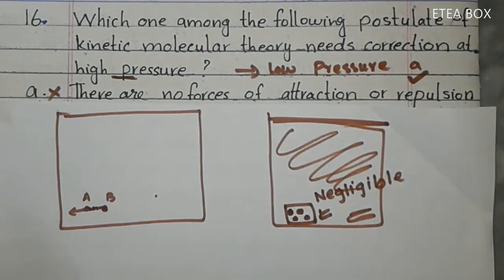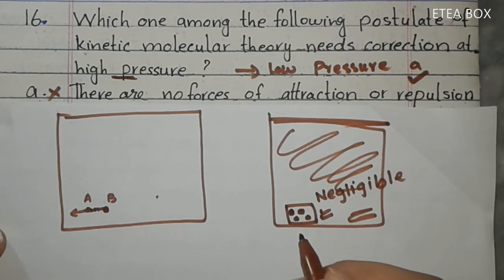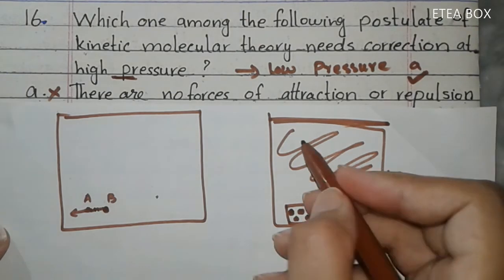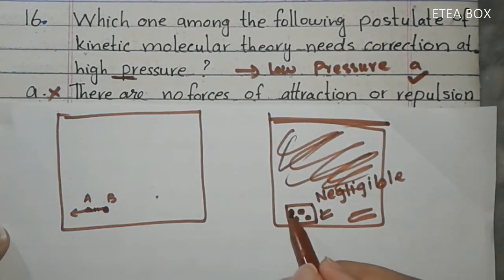Now think about it. When the intermolecular forces are dominant, the molecules will be very close to each other, and then what will happen? The free space will be very large and the actual volume will be negligible. I hope you understand. If you don't get this, then write in the comment section.